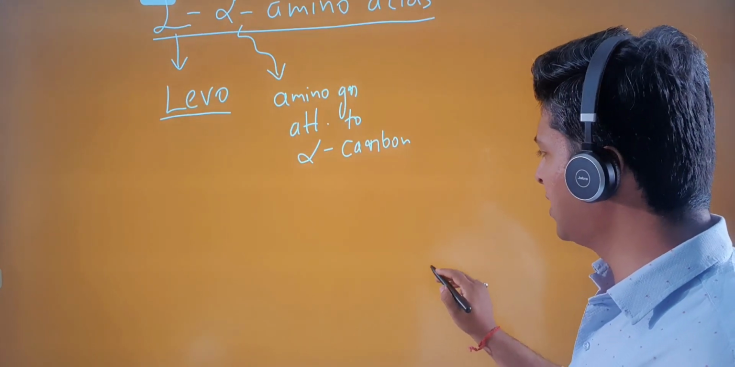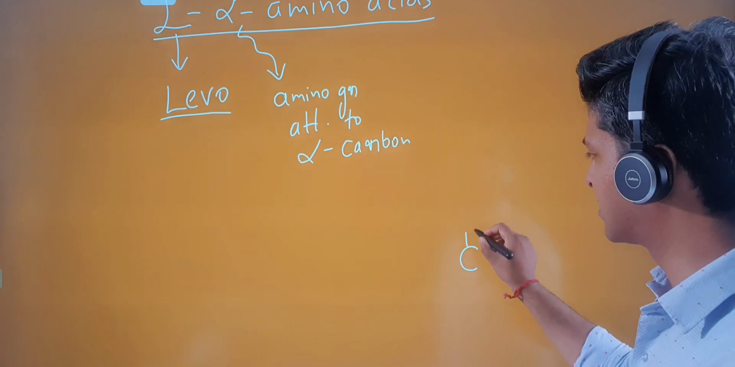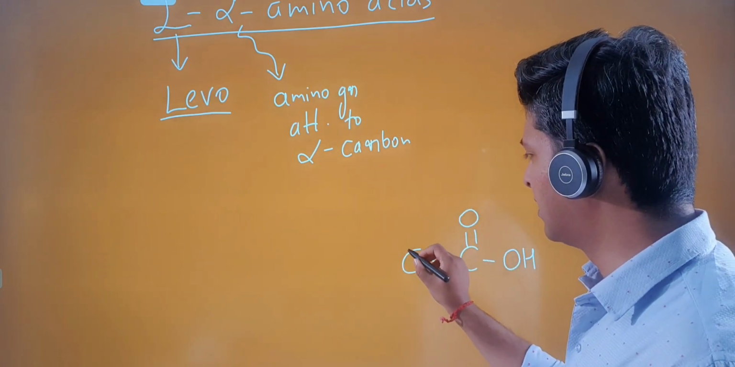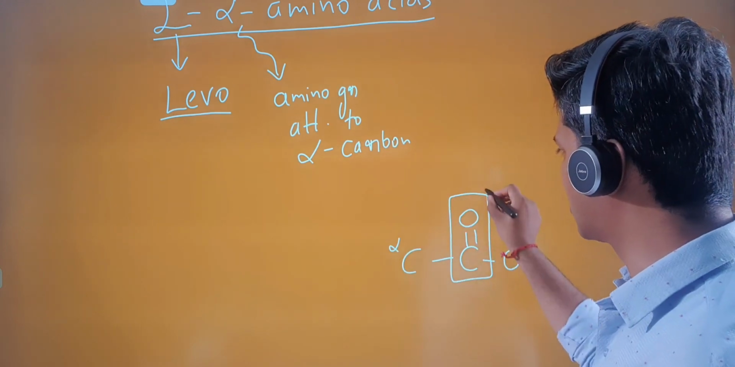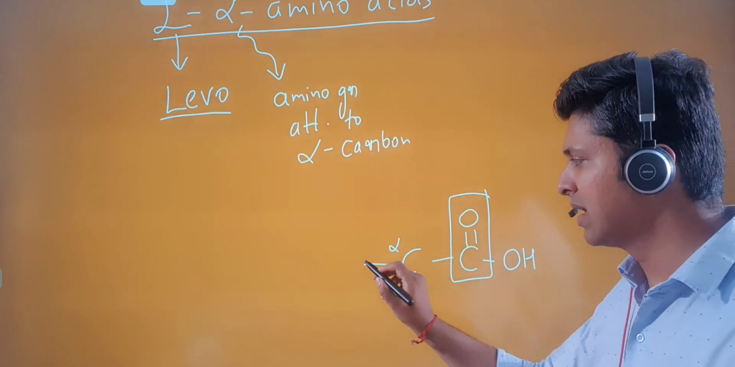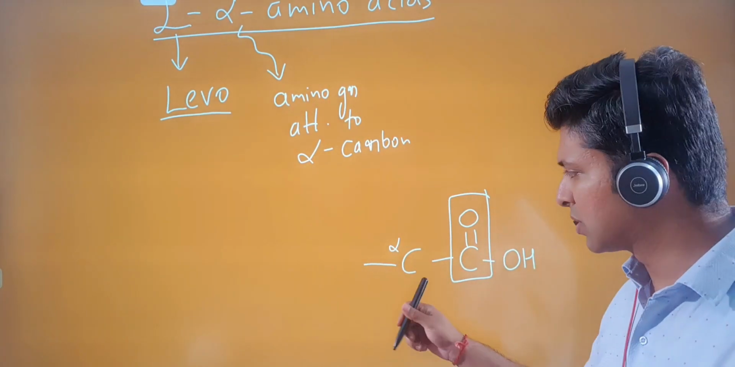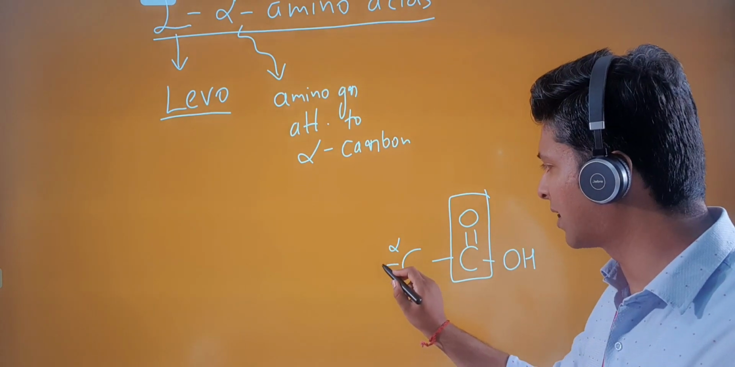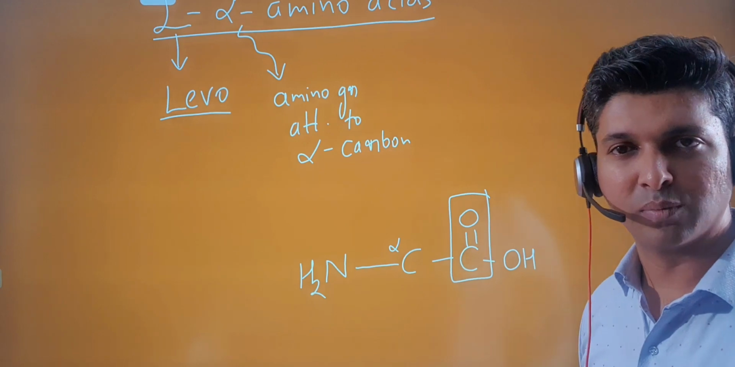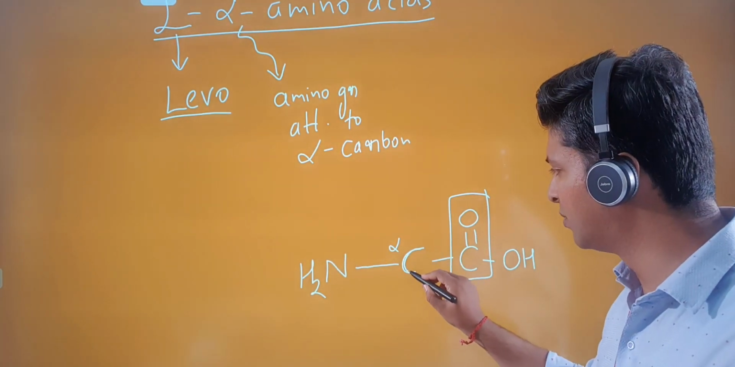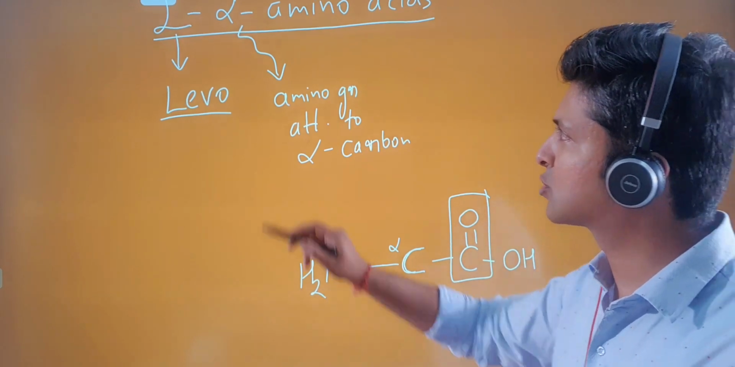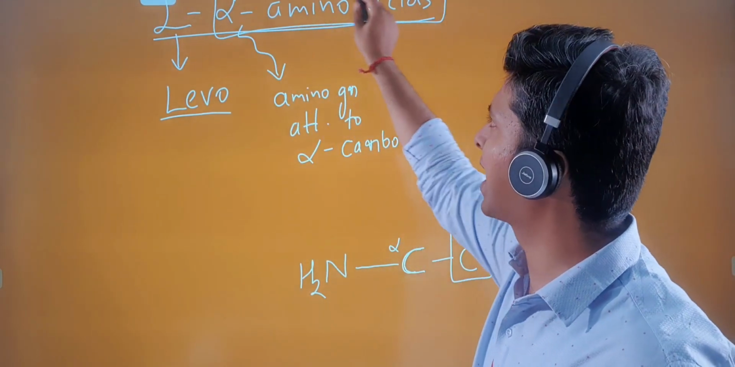Okay, so let me draw the general structure of amino acids. So this is the acidic group, right? This is the alpha carbon. Any carbon which is next to the carbonyl carbon, see, this is the carbonyl carbon, is called the alpha carbon, right? So this is the alpha carbon, and to this alpha carbon we are attaching the NH2 group. NH2 group meaning amino group. We are attaching the amino group to this alpha carbon. So when an amino group is attached to the alpha carbon, it is called an alpha amino acid, right?